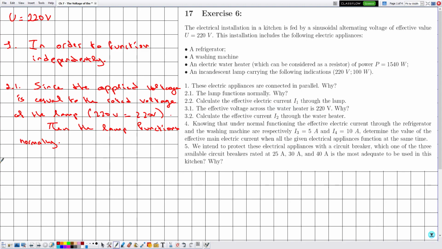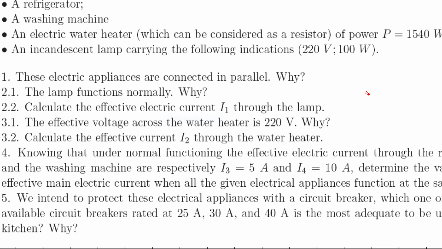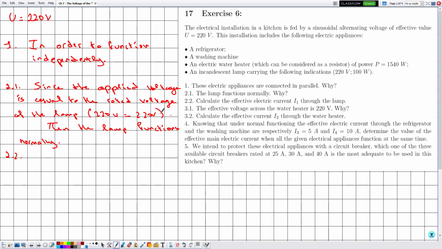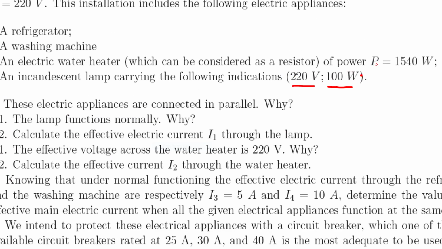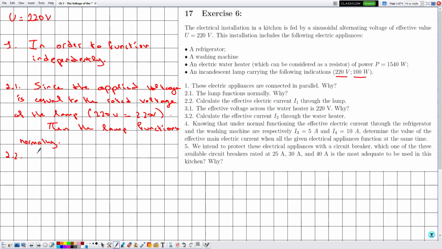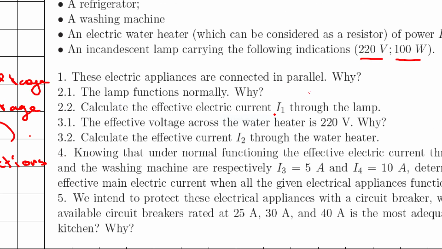So this is 2.1. Now in 2.2, calculate the effective electric current I1 through the lamp. So we know that the lamp is functioning normally, and in this case we can use the indications. So we have the voltage and we have the power, and we know that the missing indication is the current. So knowing that P is equal to U multiplied by I, and we are interested in determining the value of I, then setting up the triangle, covering with our hand the value of I, then I is given by P divided by U. The current is denoted by I1.